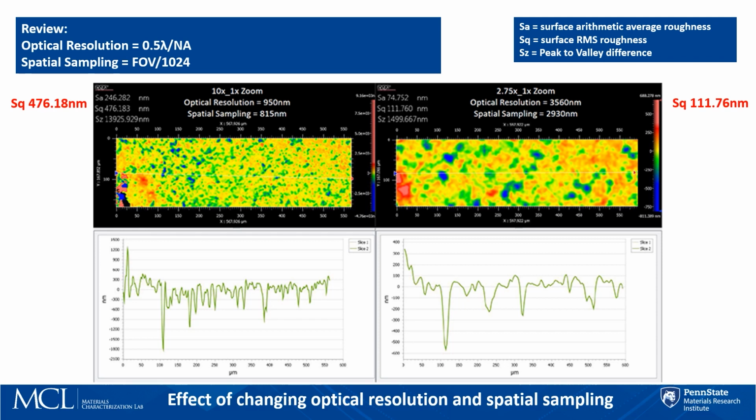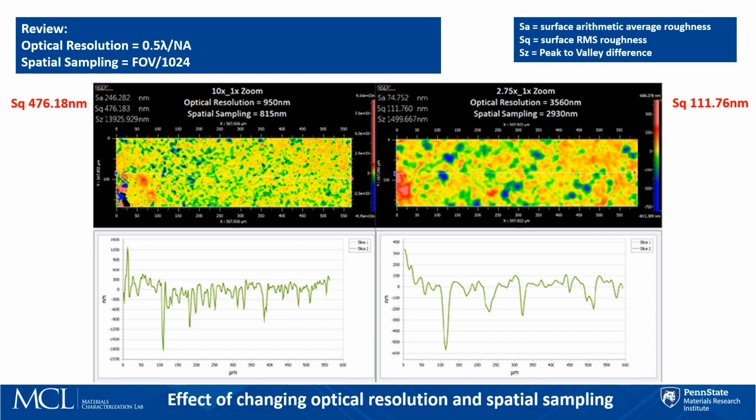And if we look at this, we can see that the 2.75x optical resolution and spatial sampling is so large that essentially we are acting like a low-pass filter, and we're not getting any of the high-frequency data. We can see that in the cross-trace, and we can see that in the SQ, which basically is measuring about 112 nanometer RMS roughness. Now, for the 10x data, we have a much smaller optical resolution and spatial sampling as compared to the 2.75x. In the cross-trace line there, you can see a lot more high-frequency data, and our SQ jumps all the way up to 476.2 nanometer roughness.